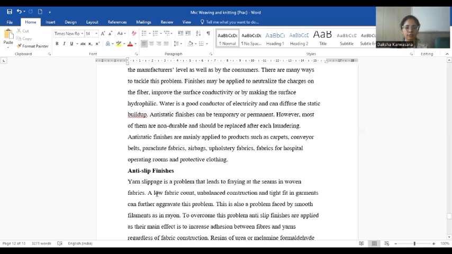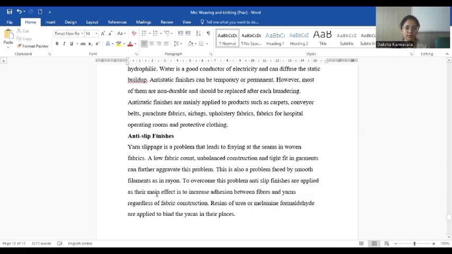Next one is the anti-slip finishes, to make the fabric slip less. Yarn slippage is a problem that leads to fraying at the seams in woven fabric. A low fabric count, unbalanced construction, and tight-fitting garments can further aggravate this problem. This is also a problem faced by smooth filaments as in rayon.